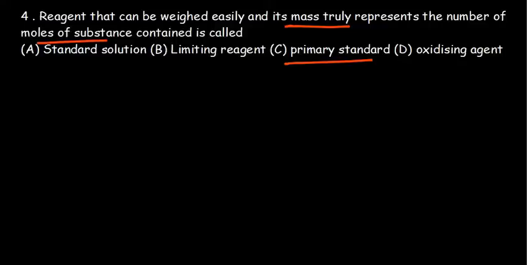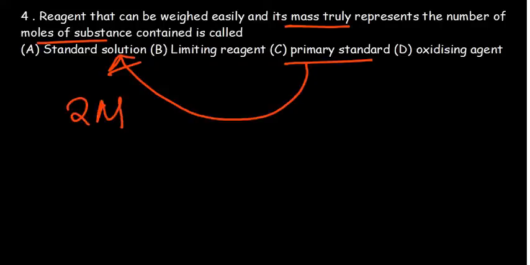A primary standard is what we use to create what we call a standard solution. A standard solution is a solution of well-known concentration. For example, under titration, you can use a standard solution because you know its concentration. A primary standard, which can easily be weighed and whose number of moles can easily be determined, is what is used in coming up with a standard solution.